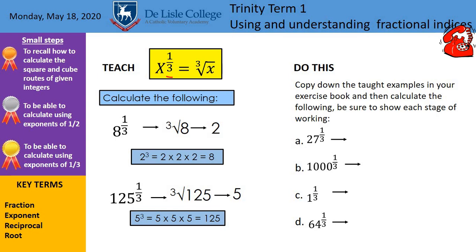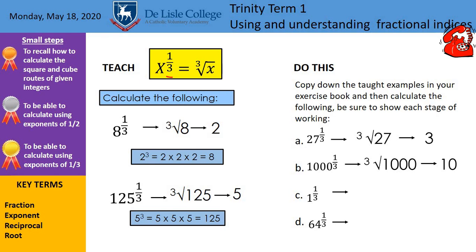Right, excellent. So 27 to the power of a third means what's the cube root of 27? And it's 3, because 3 times 3 times 3 is 27. Then 1,000 to the power of a third means what's the cube root of 1,000? Well, it's 10, because 10 times 10 is 100, times 10 is 1,000.